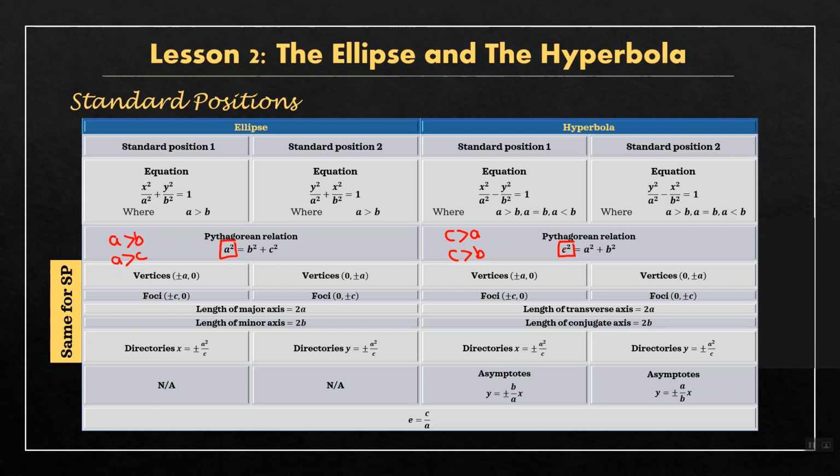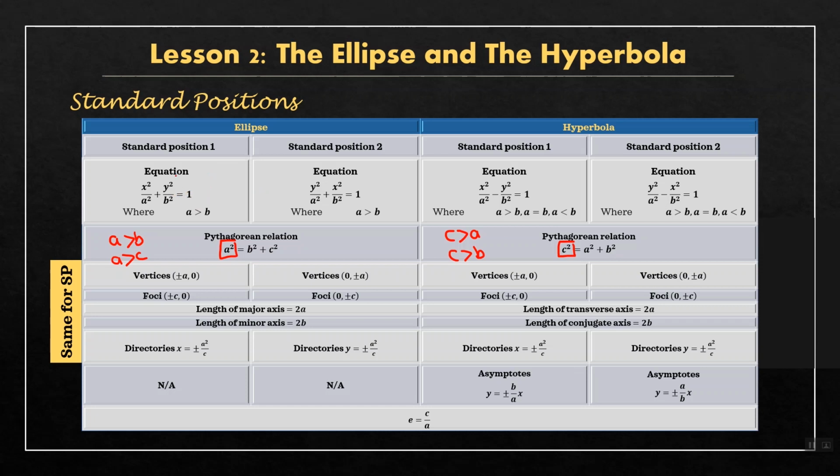Okay, so in the Pythagorean relation, these two are going to be different. If it is an ellipse, it's a squared equals b squared plus c squared. If it's a hyperbola, it's c squared equals a squared plus b squared. So this is the first difference. The second difference is in the equation, but this difference is not that huge.